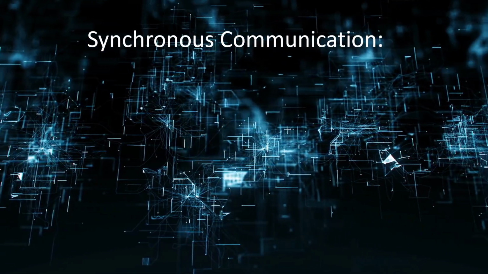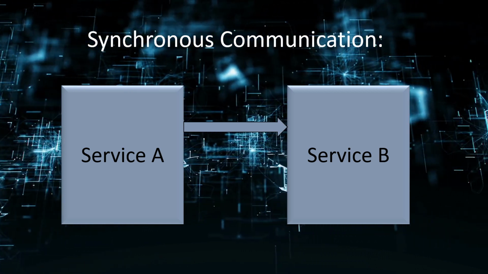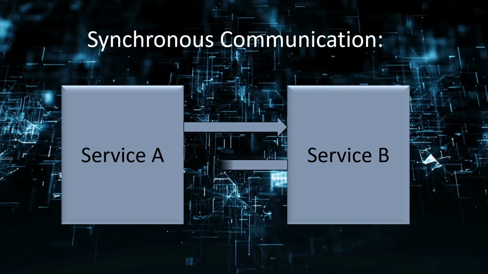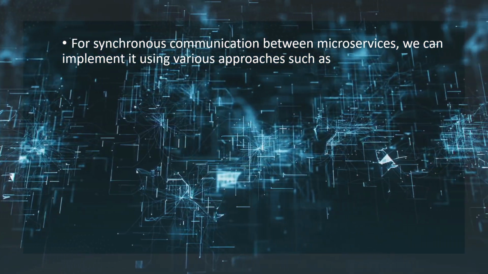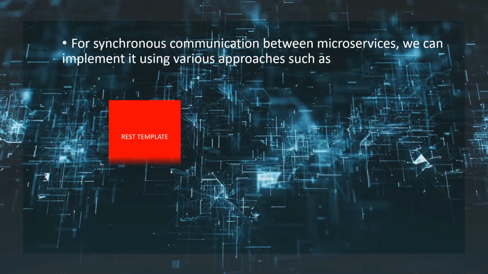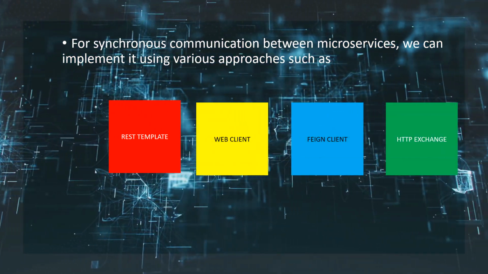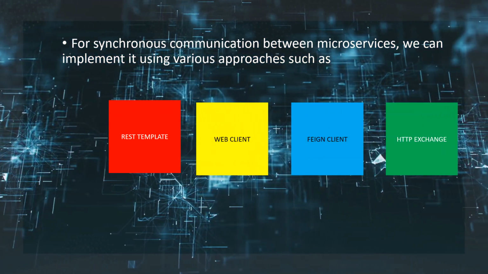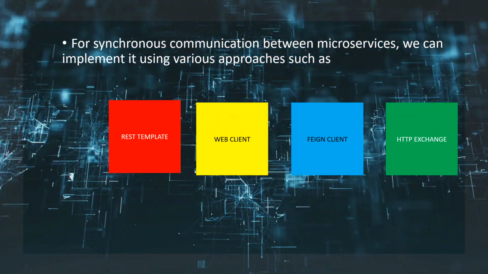So in synchronous communication, service A is communicating with service B and waiting for the response. For synchronous communication between microservices, we can implement it using various approaches such as RestTemplate, WebClient, Feign Client, and HTTP Exchange. We will see all of this very soon. First, we will cover using the Feign Client.